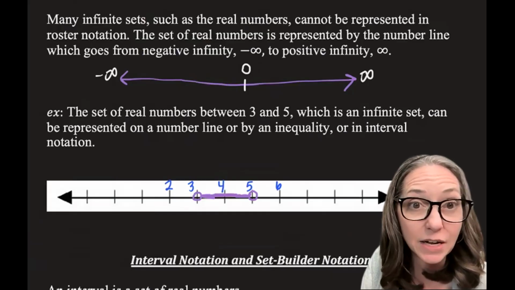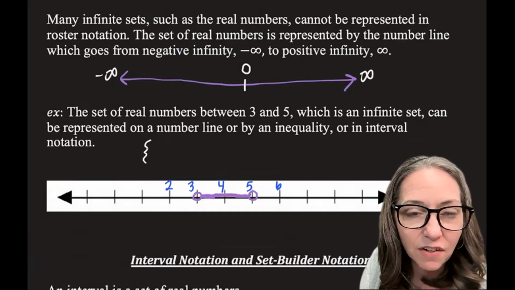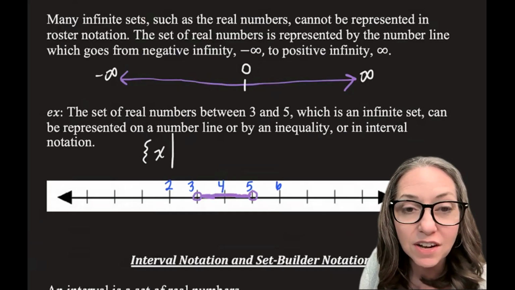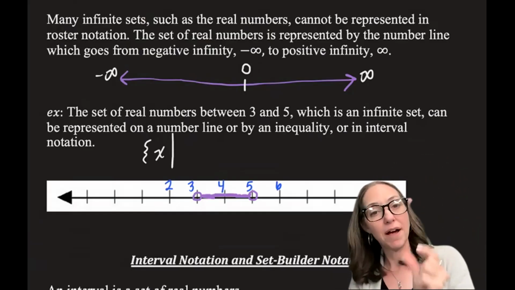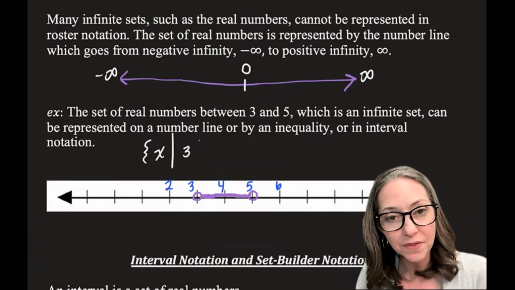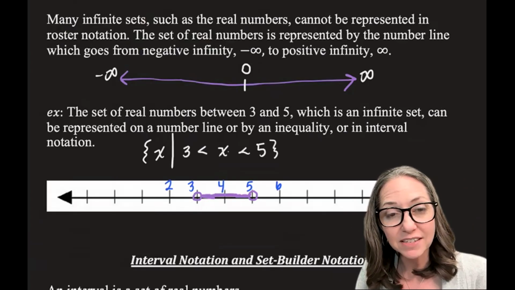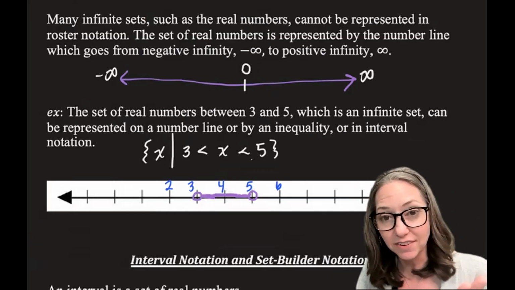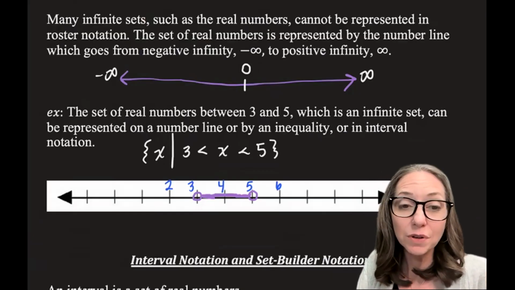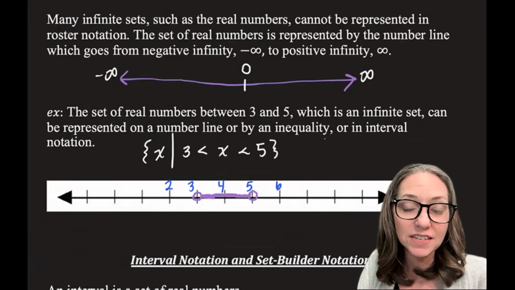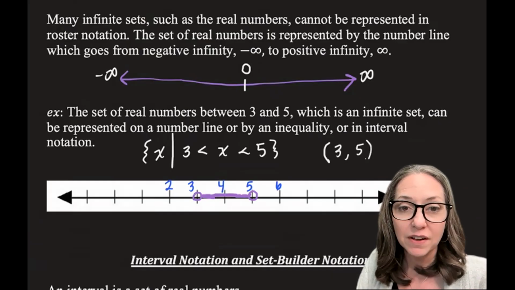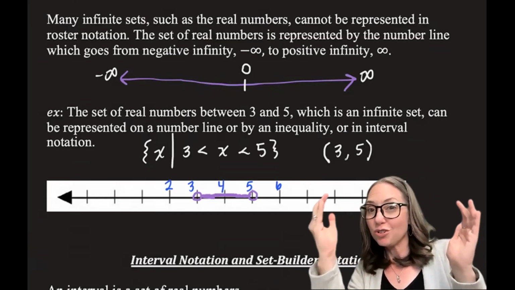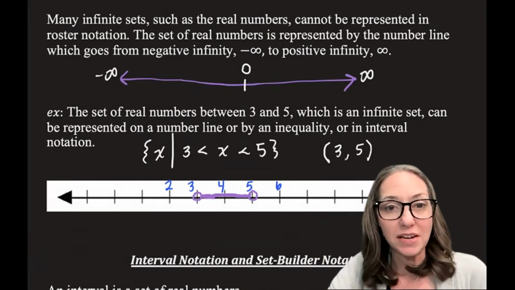You can write it as an inequality. You could say the set of all x, this is with set builder notation, such that x is between 3 and 5. You could say in a compound notation, 3 is less than x is less than 5. And that means that x has to be bigger than 3 and less than 5 at the same time. In interval notation, we start with a parenthesis because we are not including 3. We would say (3, 5). That means from 3 to 5 and all the numbers in between.